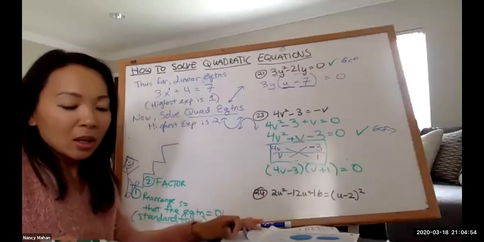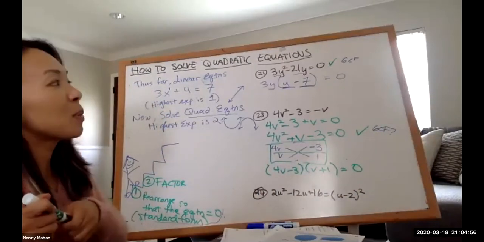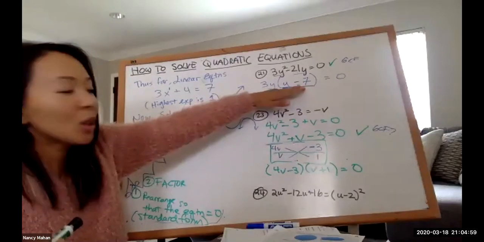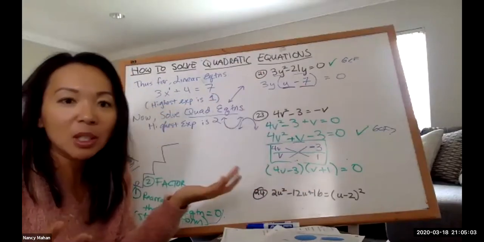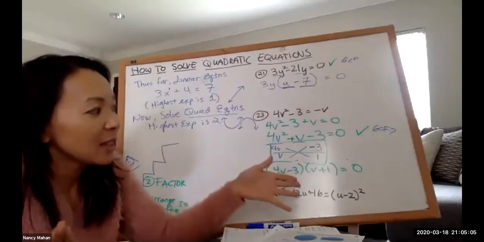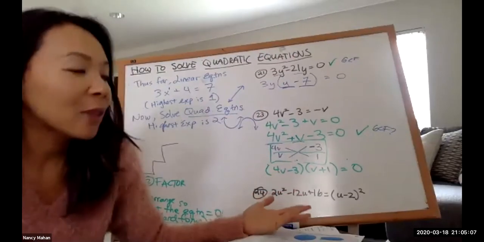Okay. So as you can see, step 2 can either be really fast or step 2 could be really long, depending on what you have to factor. So everything you've been learning about factoring comes into play here. So what do we do after that?